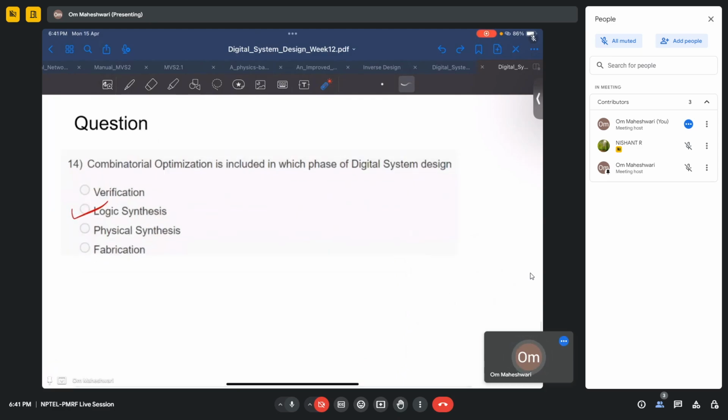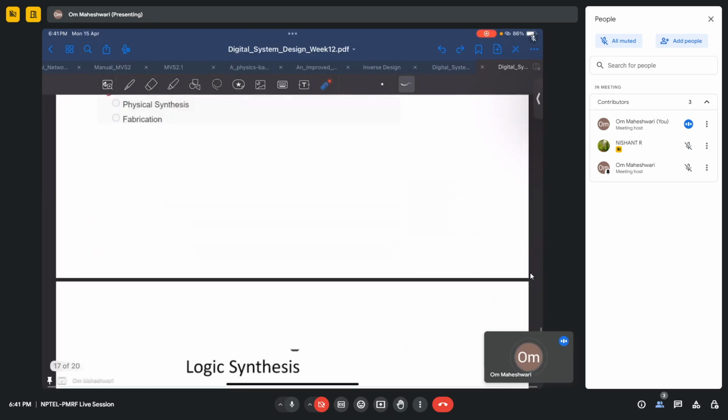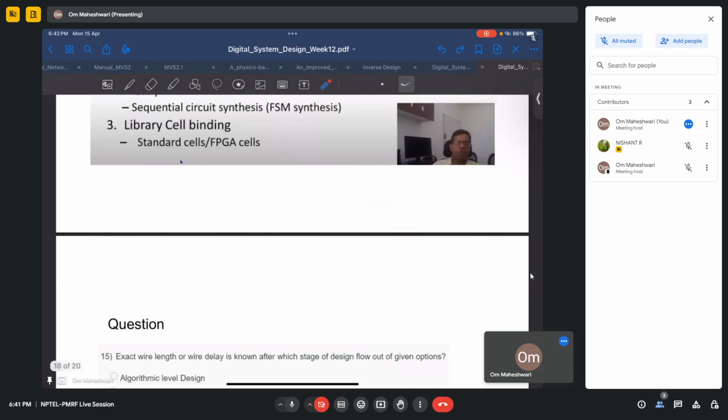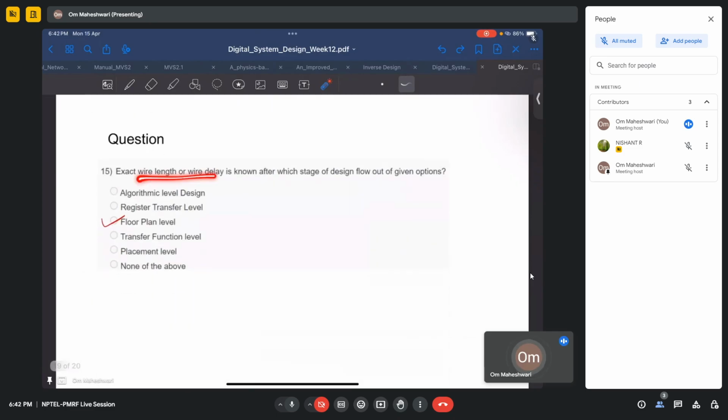Combinatorial optimization is included in which phase of digital system design? This is in logic synthesis, which can be verified from the last video. Wire length or wire delay is known after which stage of design flow, 4 to 10 levels.